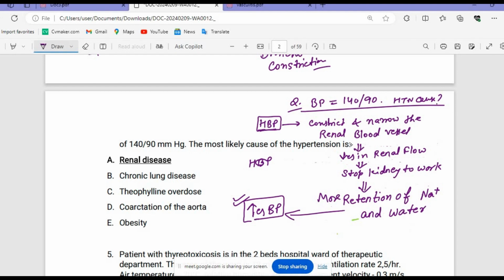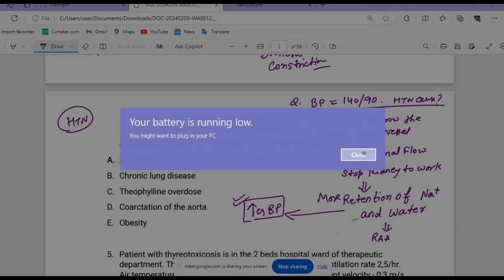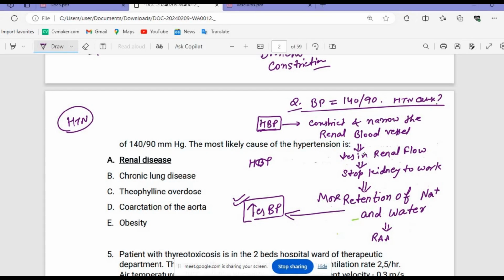So we will come to that point. See, what is the coarctation of aorta? Tell me. Okay, let me finish this first. Keep this in mind: more retention of the sodium and water is why it will increase the blood pressure. So hypertension, it is the most common. See, when there is more retention of the sodium and water, it will activate the RAS system.